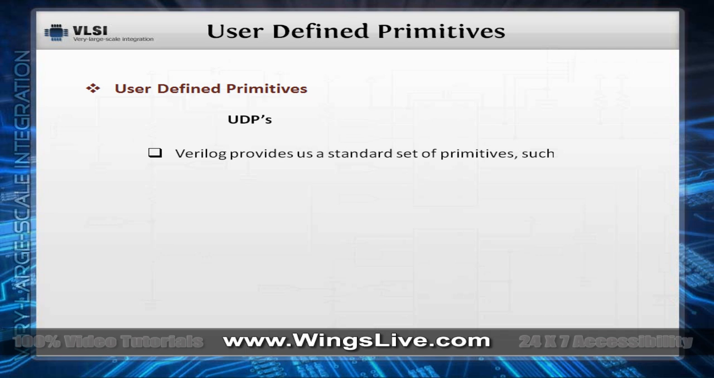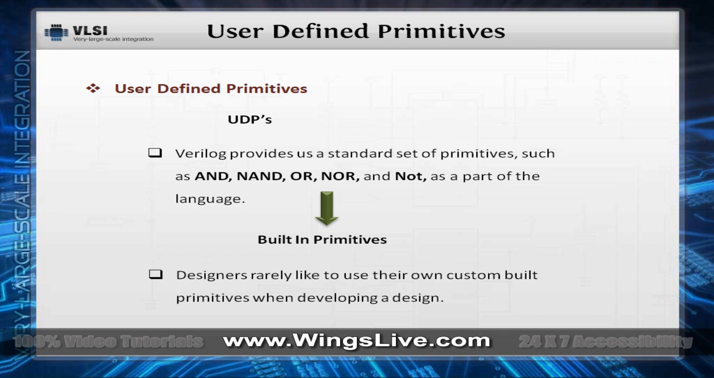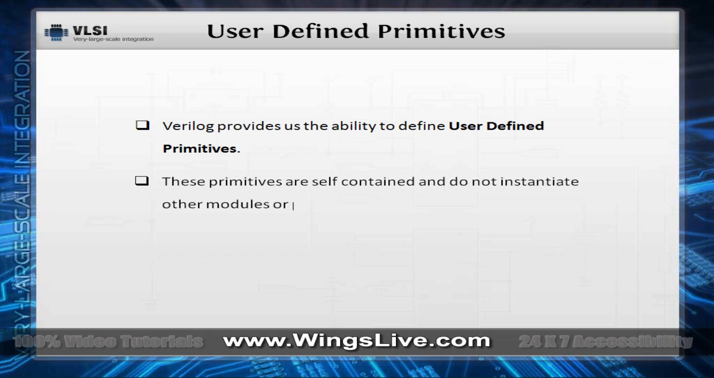Now, first, we'll see how these primitives came into existence. Verilog provides us a standard set of primitives, such as and, or, nor, and not, as a part of the language. We usually call them built-in primitives. However, designers sometimes like to use their own custom-built primitives when developing a design. Verilog provides us the ability to define user-defined primitives. Now, this is how these UDPs came into existence. These primitives are self-contained and do not instantiate other modules or primitives. UDPs are instantiated exactly like gate-level primitives.